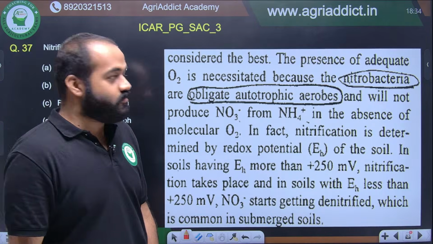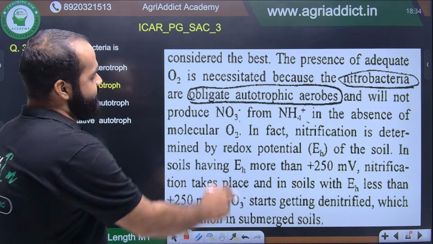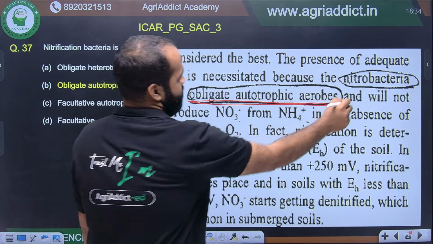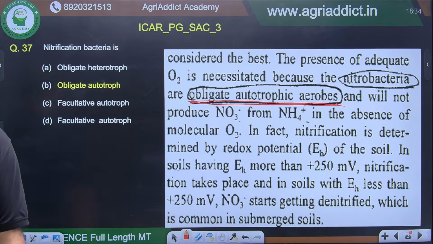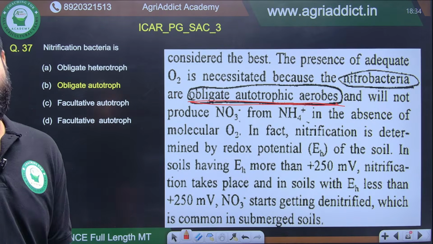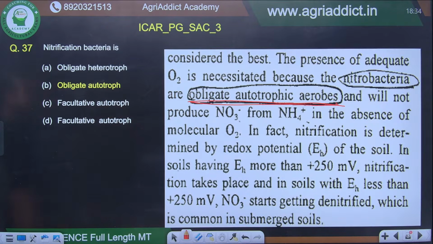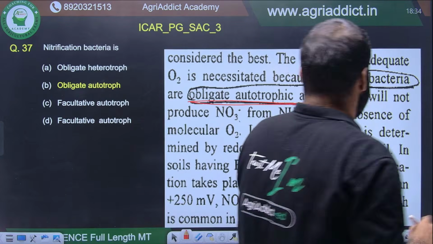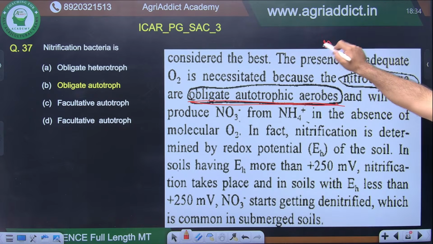This I have taken from old ISSS. Obligate autotrophic aerobes. There is no compromise on either. It is obligate aerobes. If aerobic condition is not there, it will not happen. And autotrophic is also obligate. There is no compromise. There is no scene of facultative here. All right. So this is very important.